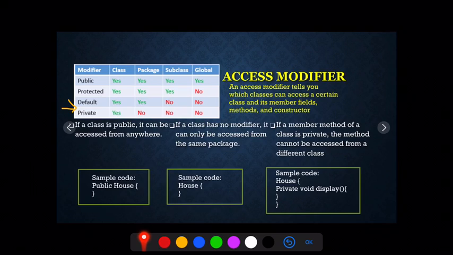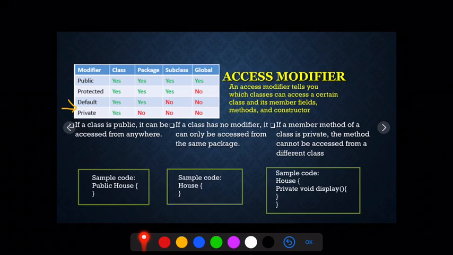Let's say that you have a class that is public. That means that it can be accessed from anywhere. And here in the sample code, I tell you how you can write it. You can just put the public keyword there. And let's say that you have a class that has no modifier, and that means that it can only be accessed from the same package. From a different package, you cannot access it. And the sample code is, you just write the name like that, house. You don't have to write anything.